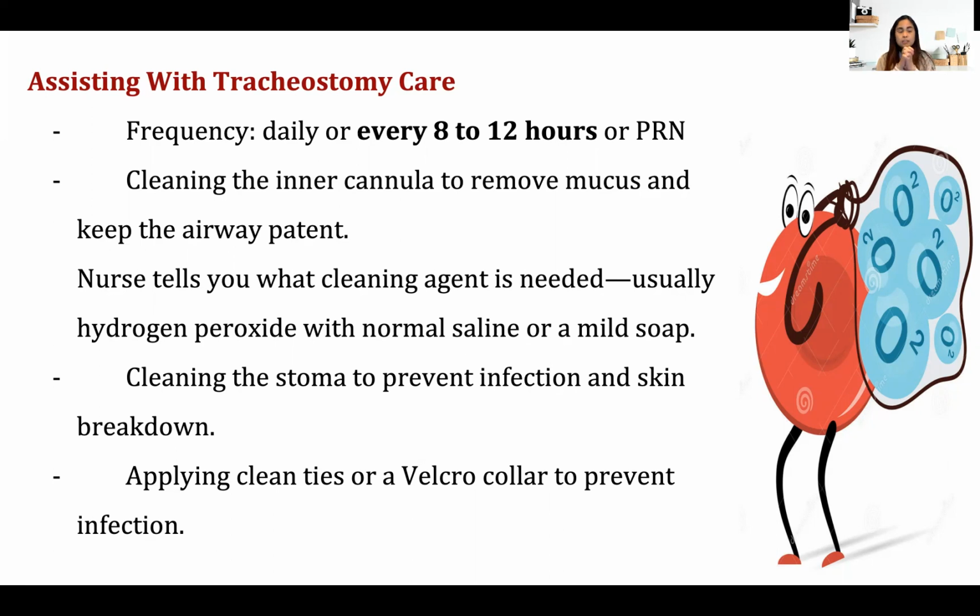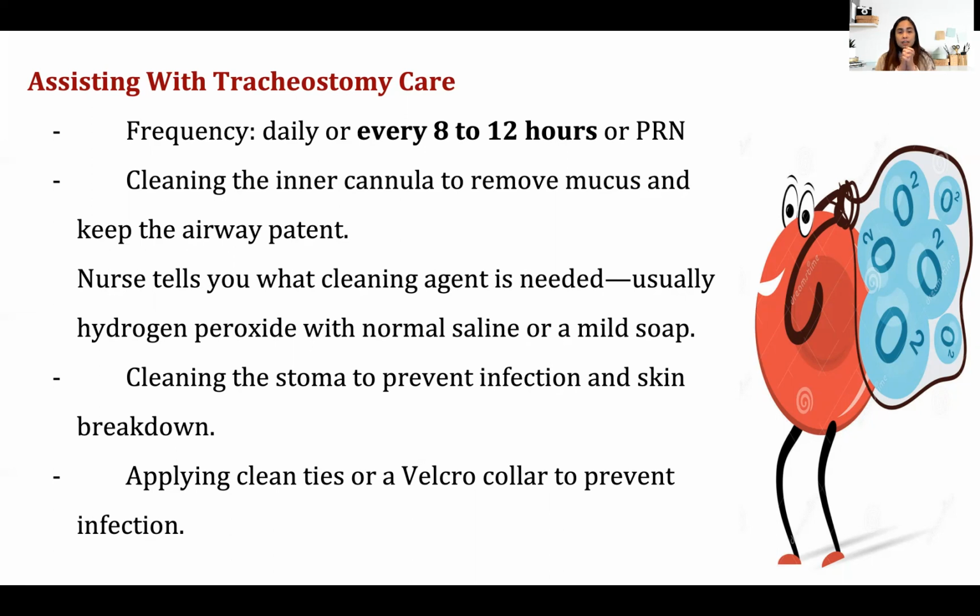So I'll show you how to do this. The nurse tells you what cleaning agent is needed. In some hospitals they allow you to do this. They will give you training and you can do this. And if you're assigned to a home, like you are a home care nurse or caregiver, you need to do this if your patient has a tracheostomy.